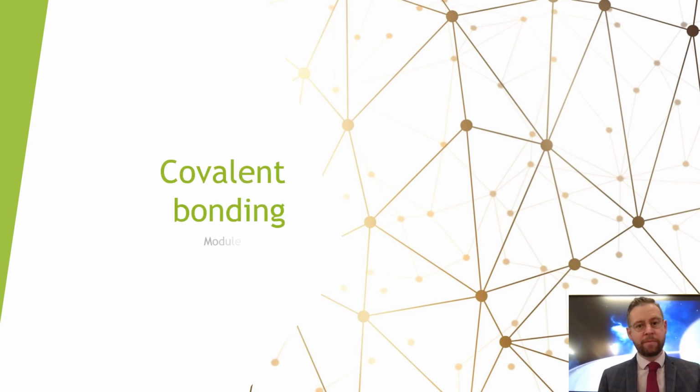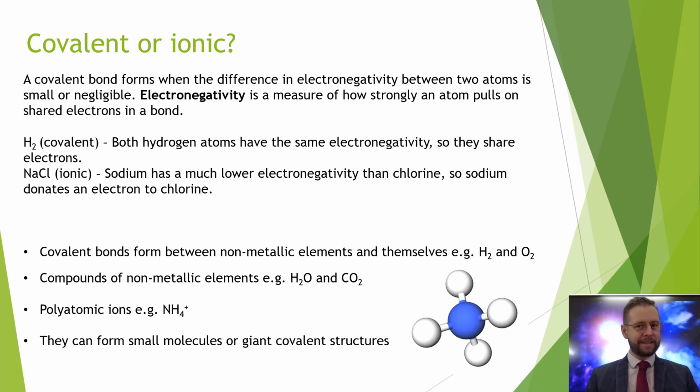So now let's look at 5.3, covalent bonding. What stands as a mystery for lots of people is why do some chemicals form ionic bonds whilst others form covalent bonds? Before we get into the details of what a covalent bond is, it's to do with the electronegativity. It's basically a measure of how strongly an atom pulls on a shared electron in a bond.